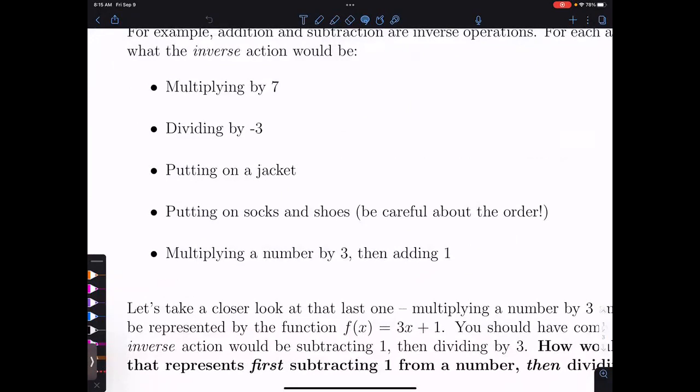So go ahead and get into groups, talk about these things for just a second. What would be the opposite to multiplying by 7 or dividing by -3 or whatever?